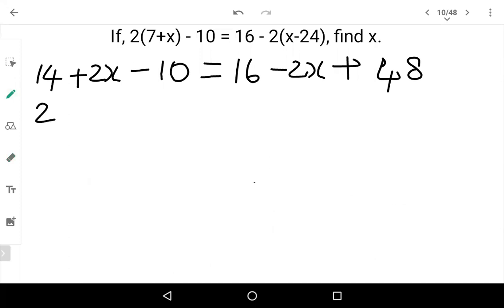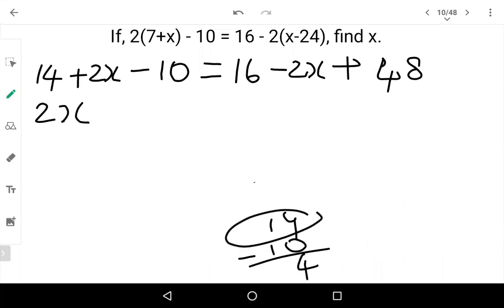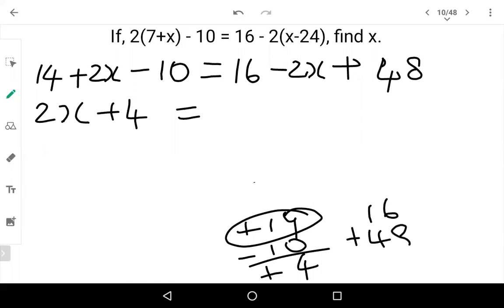So you have 2x, then you have 14 minus 10, which is nothing but 4. For the bigger number there is plus sign, so it is plus 4. So 2x plus 4 is equal to, you have 16 plus 48. How much do you get? 16 plus 48. You get 64. Both are plus. So 64 minus 2x.